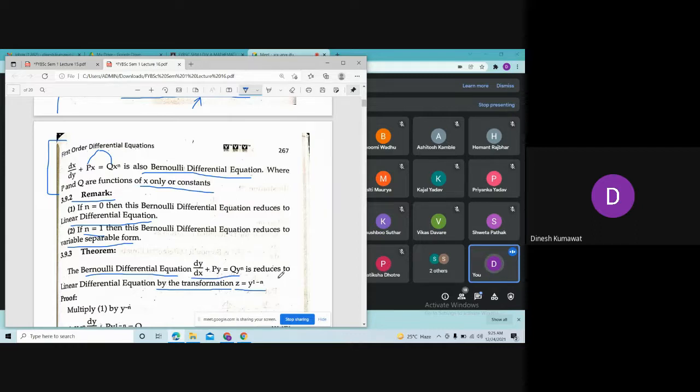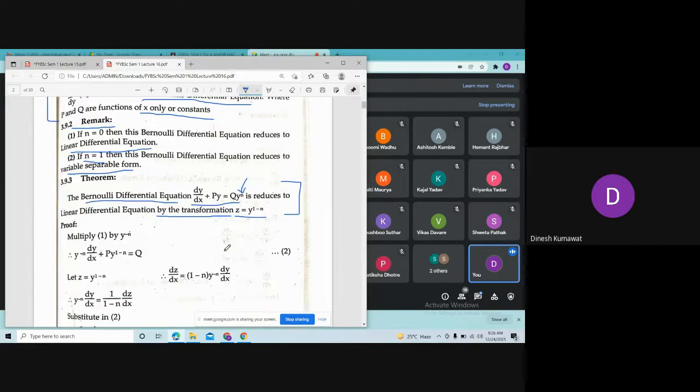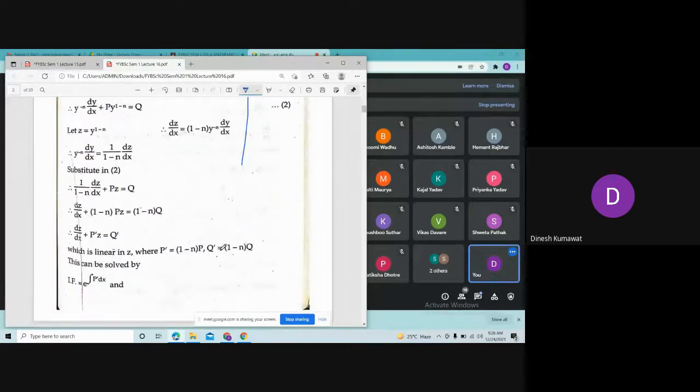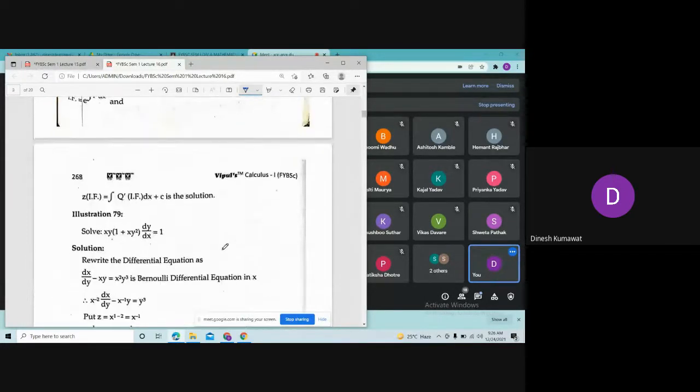Okay, where we need to pick n from this power. So let me take one problem based on this so that you can understand it. Okay, I am not going to prove this result, you can read it by yourself. Okay, now observe this problem.